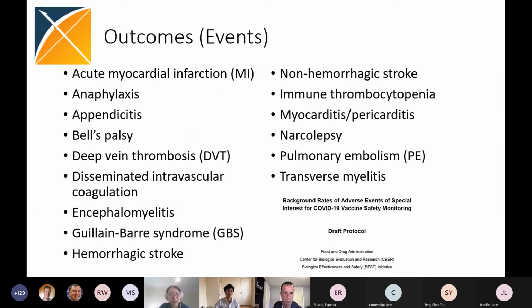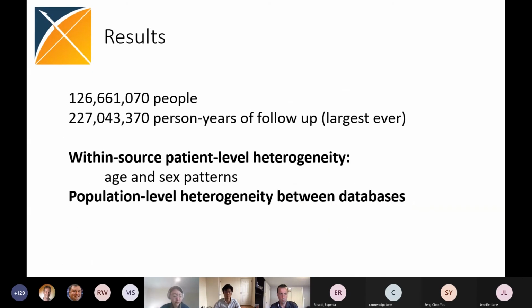Here are the outcomes we included. There is a total of 15 events, mostly based on the FDA protocol on vaccine safety monitoring programs. The events range from more frequent ones such as cardiovascular events to rarer events like transverse myelitis. Here are the results. We include a large number of people and person-years in this study; it is a very large study that included lots of people.